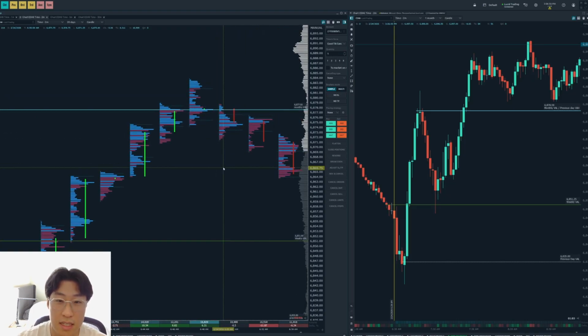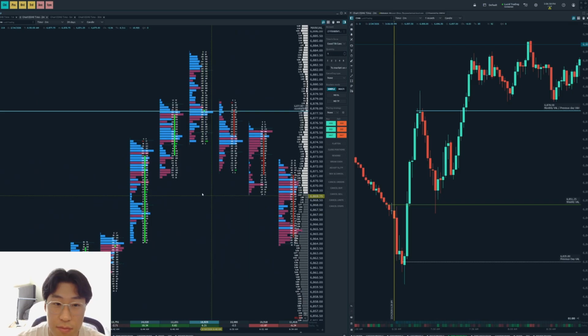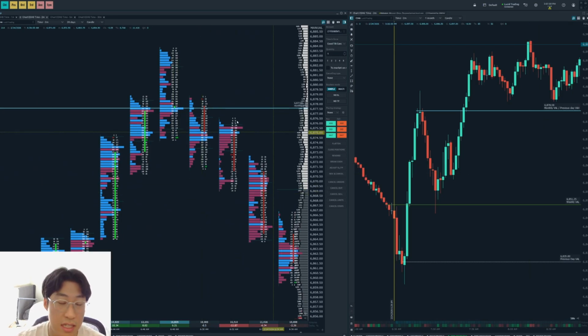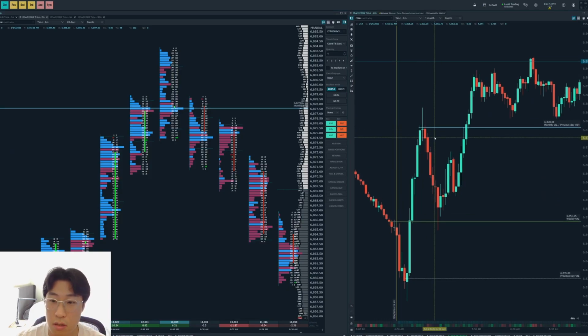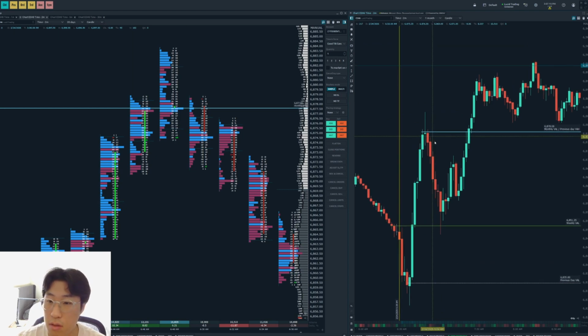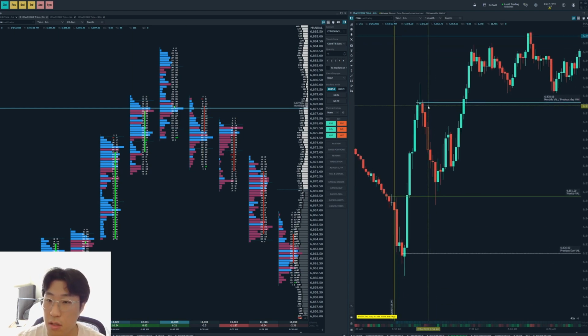at 6877.5 or 6878. As you can see, we see a doji here showing indecision in the market as we reverse back to the downside. Yeah, so we reverse back to the downside here.